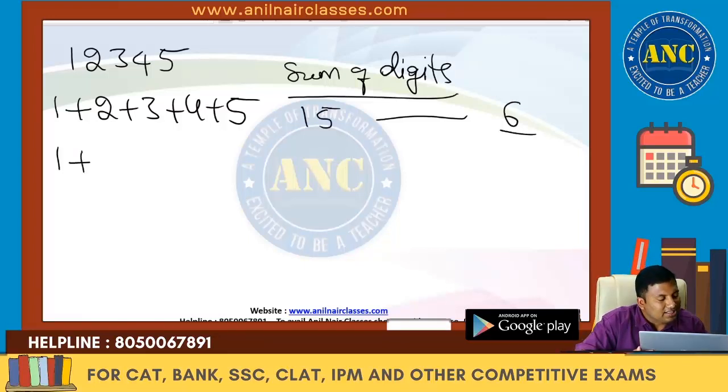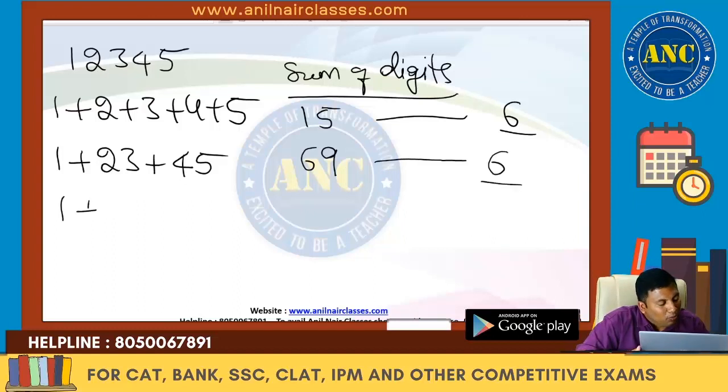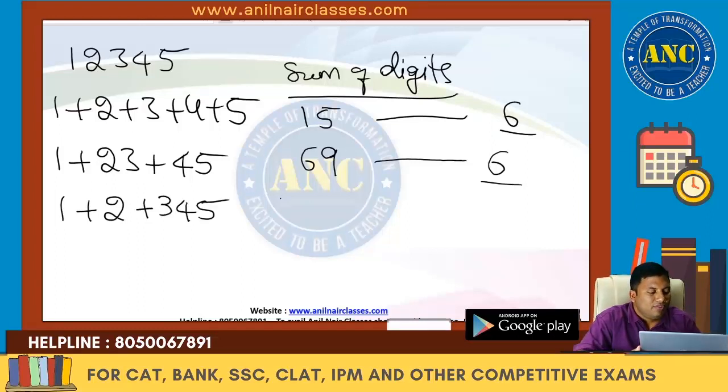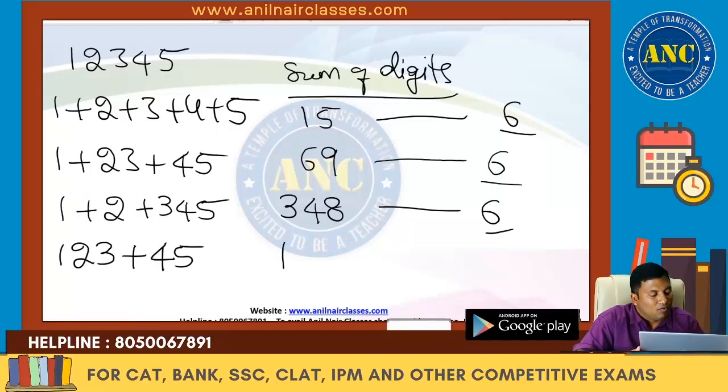Suppose I take it as a group of 2 digits: 1, 23, 45. 23 plus 1, 24. 24 plus 45, which is 69. 6 plus 9, 15, which is again 6. Suppose I take it as a group of 3 digits: 123 plus 45, which is 168. 1 plus 6 plus 8, 15, again the digital sum is 6.